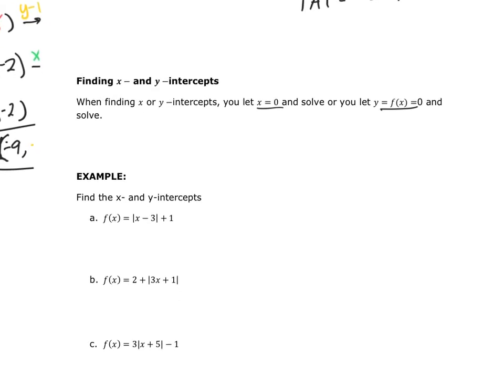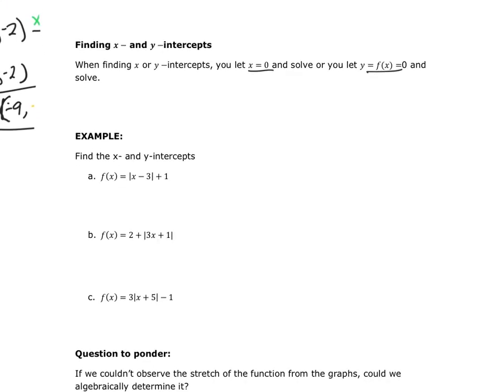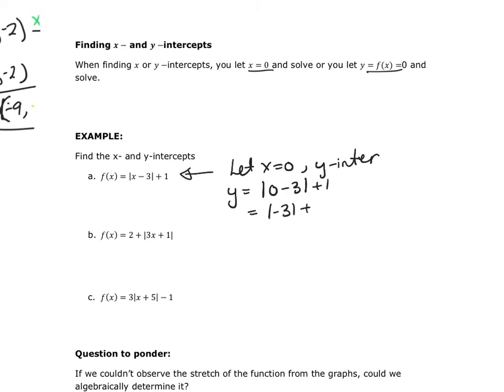So if I come down here and I'm asked to find the x and y intercepts, then I can do this by letting x equal 0. If I let x equal 0, I'm going to be finding the y-intercept. And I'm guaranteed a y-intercept. I'm not guaranteed x-intercepts. So y, or f of x, is equal to the absolute value of 0 minus 3 plus 1, which is equal to the absolute value of negative 3 plus 1, which is equal to 3 plus 1. So in other words, this is 4. As an intercept, remember intercepts are always ordered pairs, it'll be (0, 4).